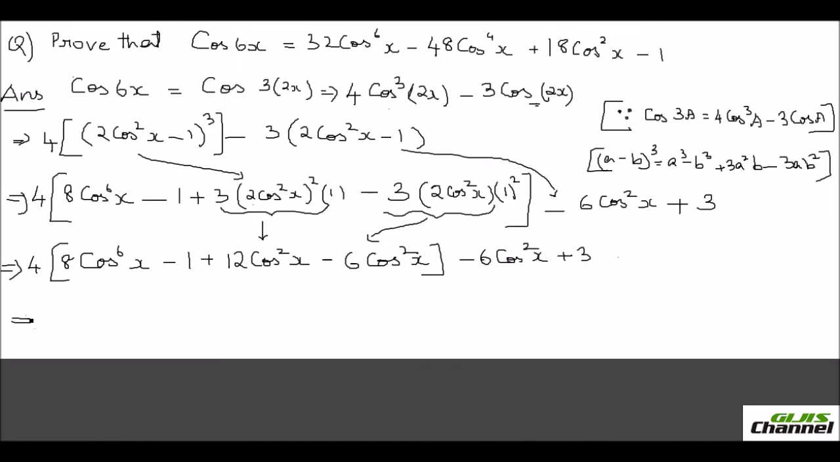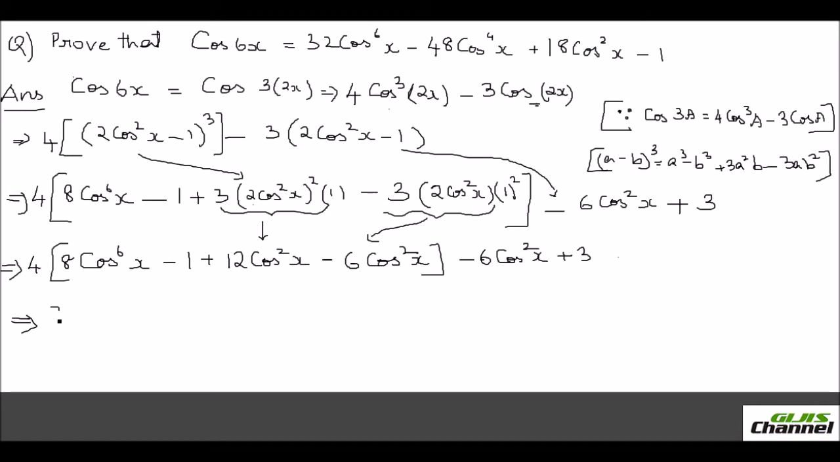Now let us multiply it with the 4. You get 32 cos raised to 6x minus 8, not 8, 4. 1 times 4 is 4, plus 4 times 12 is 48 cos square x, and 4 times 6 is 24, minus 24 cos square x, okay, minus this 6 cos square x.